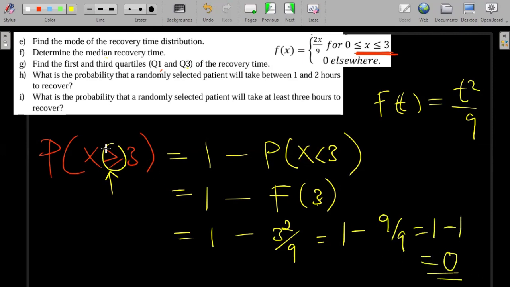So the probability that the patient will take at least 3 hours to recover is just 0, because 3 here is the highest point, so you can't go beyond that. The probability of anything beyond 3 will just be 0, because it's not defined by this PDF that we've been given. Right, so that is it for this question.